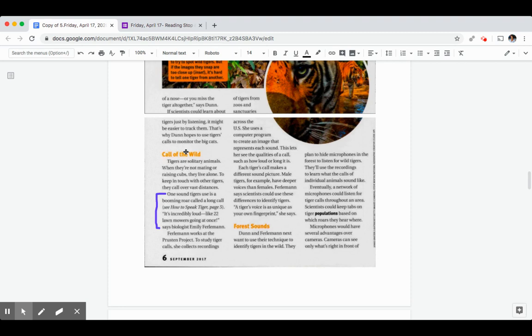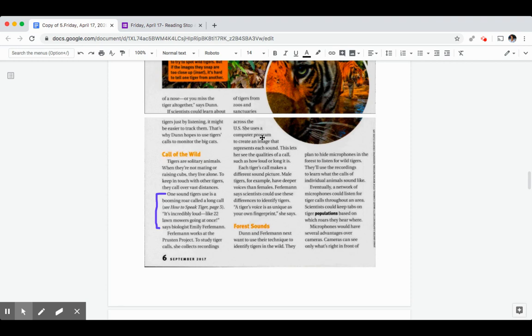the text reads, tigers are solitary animals. When they're not mating or raising cubs, they live alone. To keep in touch with other tigers, they call over vast distances. One sound tigers use is a booming roar called a long call. It's incredibly loud, like 22 lawnmowers going at once, says biologist Emily Ferliman. Ferliman works at the Prustein Project. To study tiger calls, she collects recordings of tigers from zoos and sanctuaries across the US.